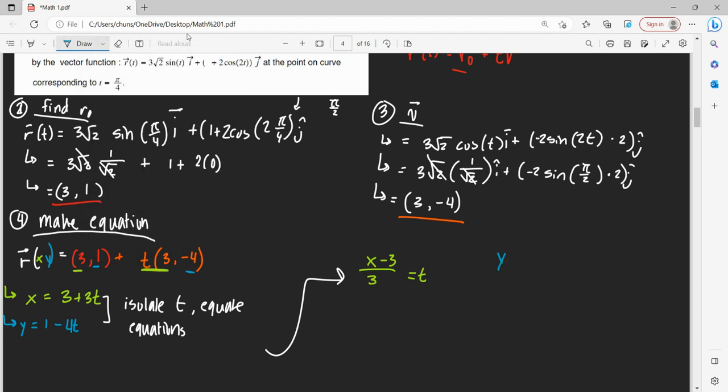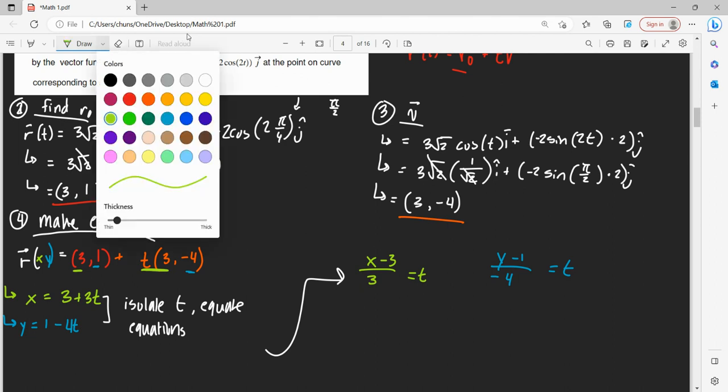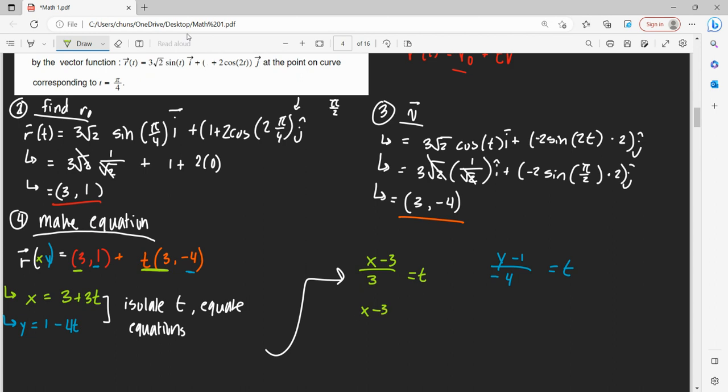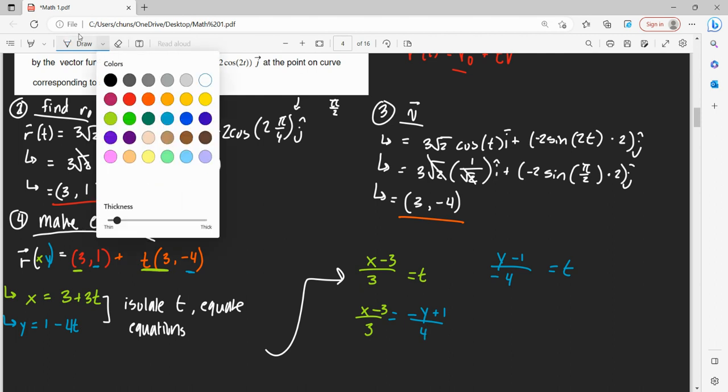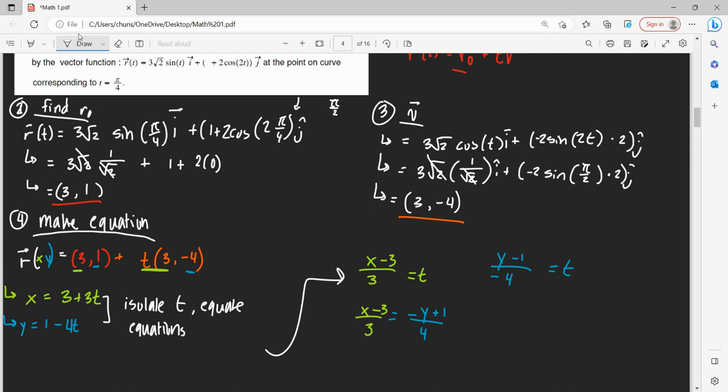And then for y, we have (y minus 1) divided by -4 equals t. Right? And we want to make these equal to each other. So let's do (x minus 3) over 3 equals -y plus 1 over 4. And now we can just rearrange to create what we need.